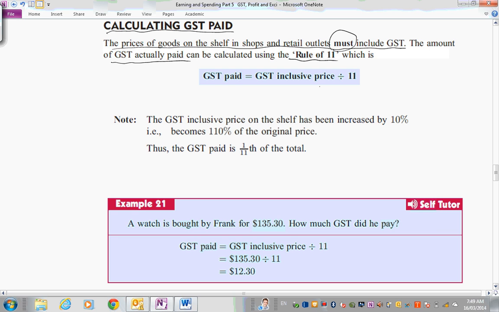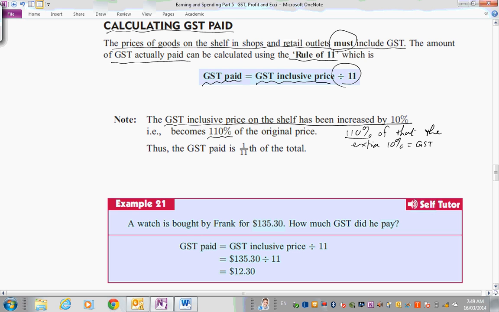The rule of 11. Here we go. So here's a little rule for you. The actual GST paid in dollars is the GST inclusive price divided by 11. How does that work? Well, let's have a look. The GST inclusive price on the shelf has been increased by 10%, so the price on the shelf is 110% of the original price. Now, how much of that is GST? Well, it's 1/11th, isn't it? You've got 110%, and of that, the extra 10% is GST.